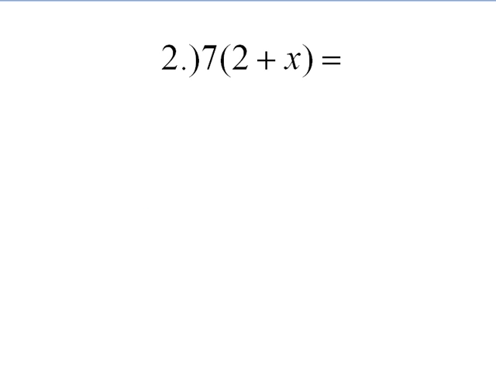Here we have our first one. This is a monomial, one term, multiplied by a binomial, two terms. We know to use our distributive law to come up with 14 plus 7x. And that is the answer.